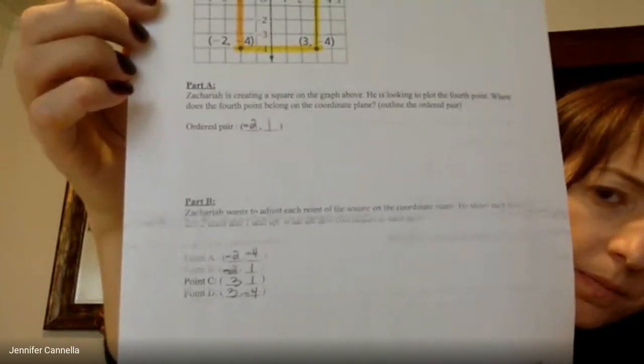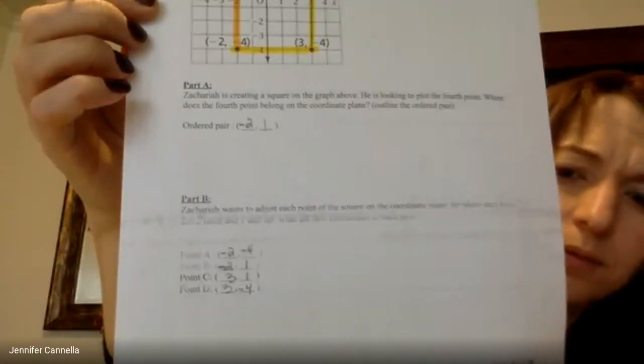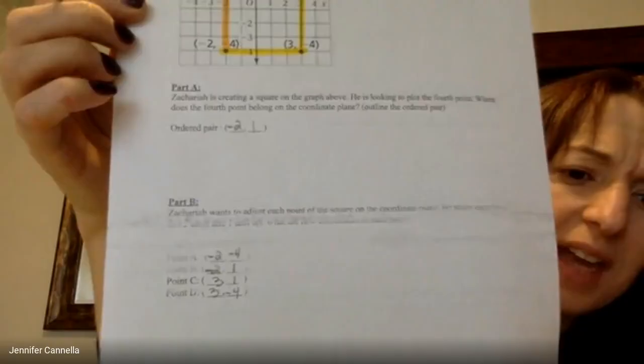How does your paper look? Can you put it up again? I can't see it. Can you move it back? Yeah, better? Okay, I can see it. Yes. On point B, that's a -2, okay?